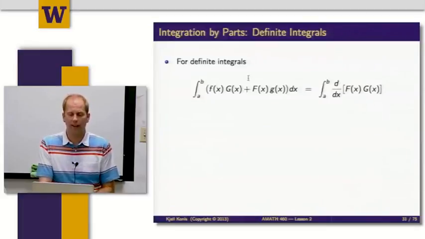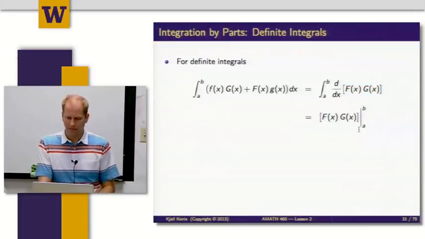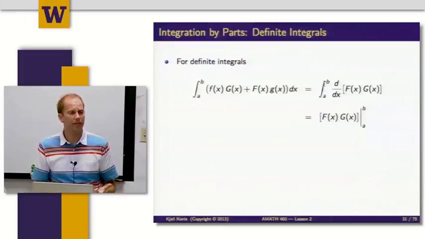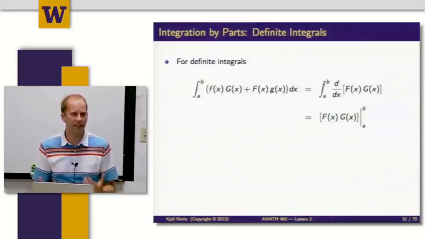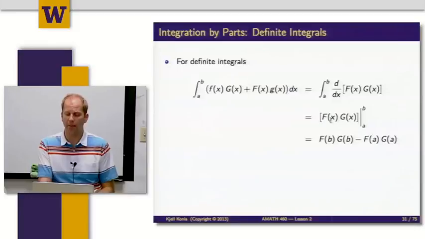So this is exactly the same setup that I had before. I have the derivative of capital F of x times capital G of x. And I'm going to integrate that over an interval a, b. Because by the fundamental theorem of calculus, integration and differentiation are sort of complementary operations, this integral is going to cancel out my derivative, and I just have to then evaluate my antiderivative here at its endpoints and take the difference. So that's going to give me capital F of b times capital G of b minus capital F of a times capital G of a.